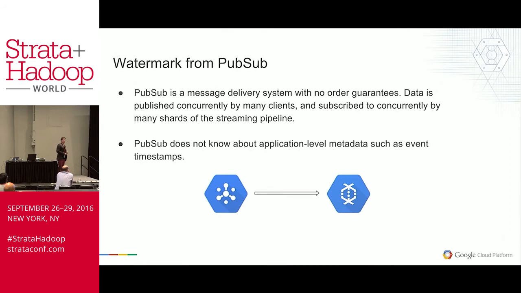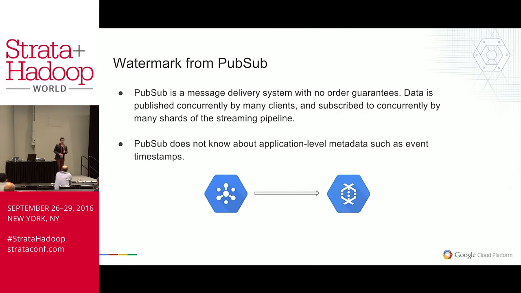A more complex example is PubSub, right? PubSub is a publish-subscribe framework that allows a set of distributed senders to send data to a set of distributed receivers. There's no synchronization between senders and receivers. There's no ordering guarantees. So data really can come in and out of the system in any order, and we don't know anything about the data that's buffered inside PubSub. PubSub doesn't keep track of event times, or any application-level metadata for that matter. So PubSub can't tell us what the oldest message from our perspective is within their buffer.